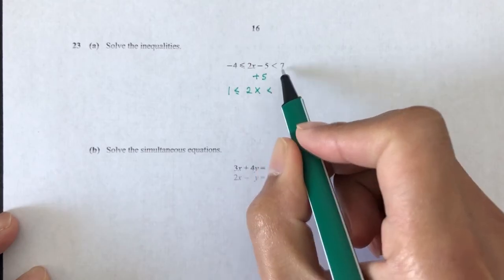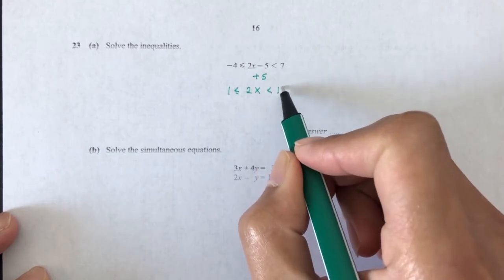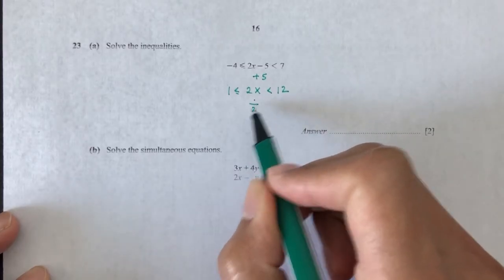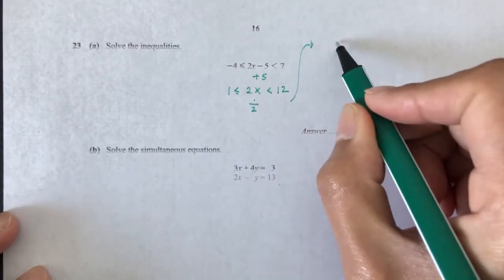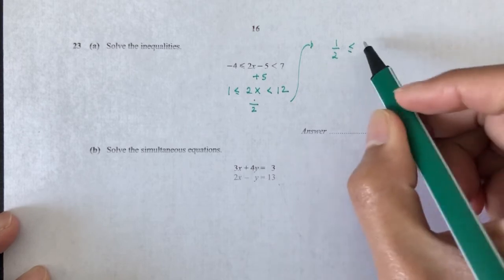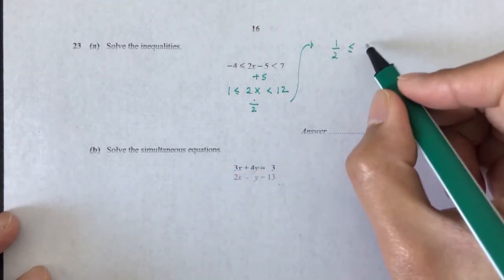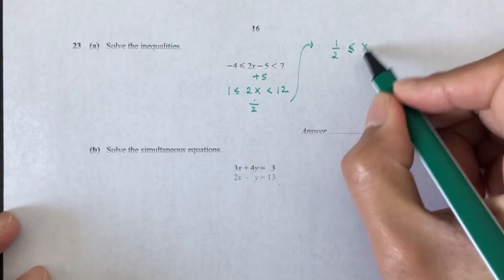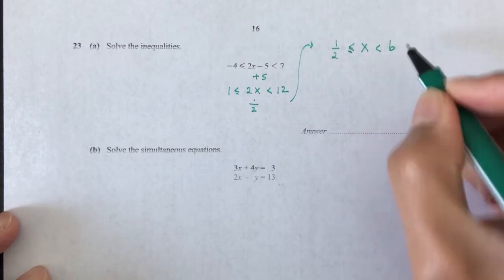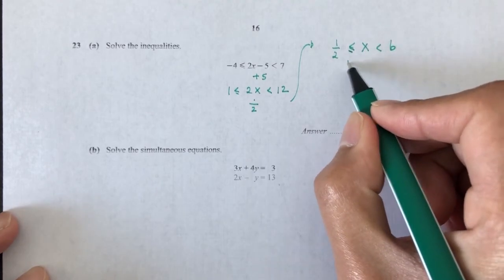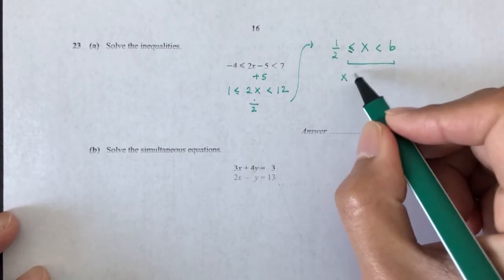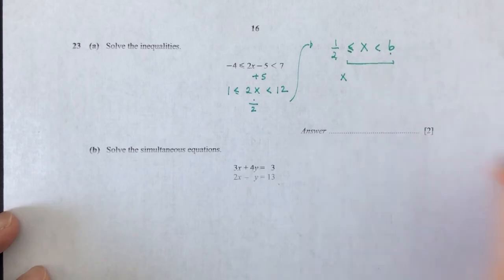5 plus 7 is 12. So now we divide by 2 everywhere. We have 1/2, that will become x less than 6. And that is your answer. Solving them, x will be the values between 1/2 and 6.